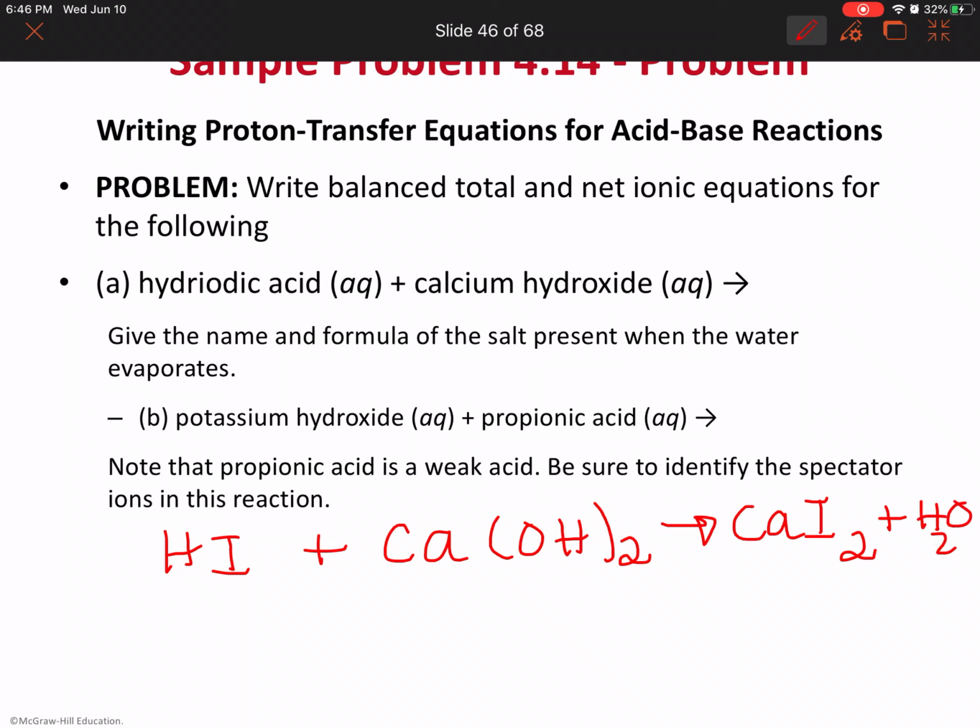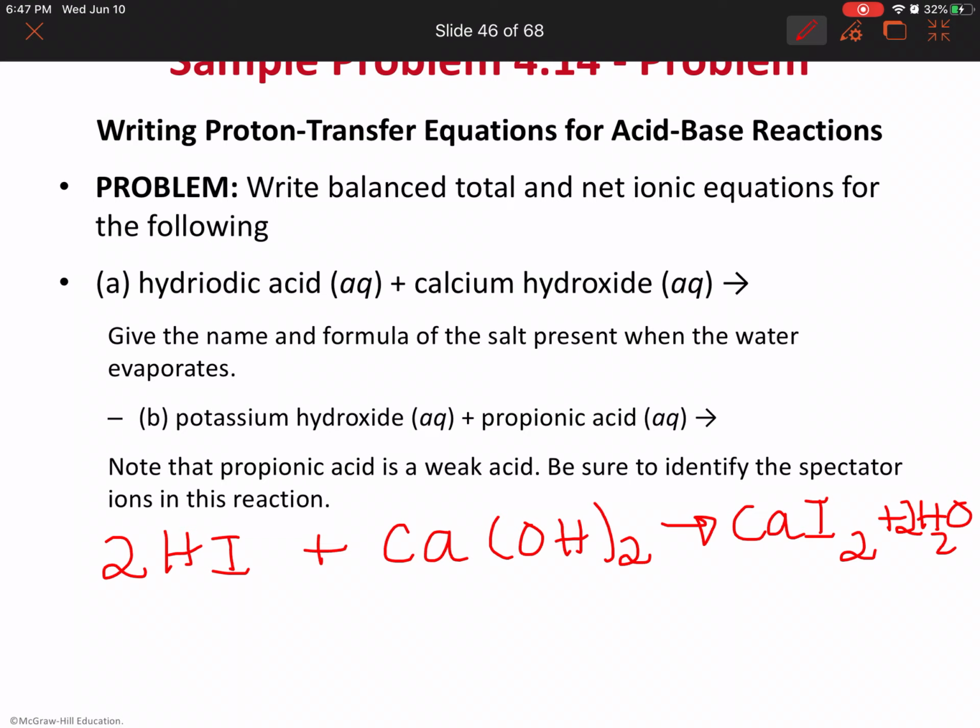Now let's see if we need to balance this. There are two iodide on the product side, so you need to put 2 there. So 2H plus, 2H plus, so 4. So you have to put 2 there. 2 oxygen. Now it is balanced.